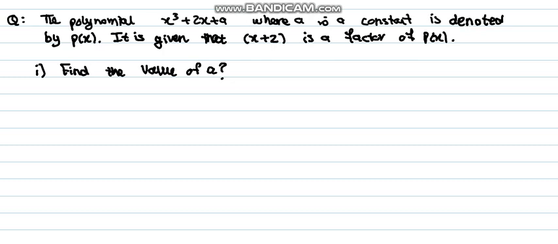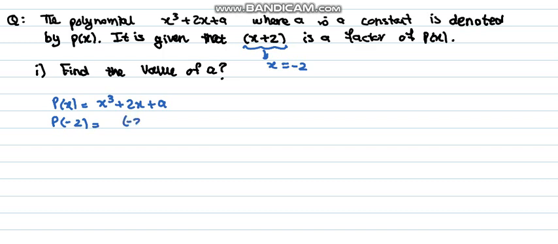So what we can say is that p of x is equal to x cubed plus 2x plus a, and for x plus 2, x is equal to negative 2. So p of minus 2 is equal to minus 2 whole cubed plus 2 into minus 2 plus a. This must be equal to 0. So the value of a is a minus 4, a equals 4. So do bear in mind that we had our factor x plus 2, which was linear, so we applied the factor theorem. If we had a non-linear factor, then we must have applied long division.